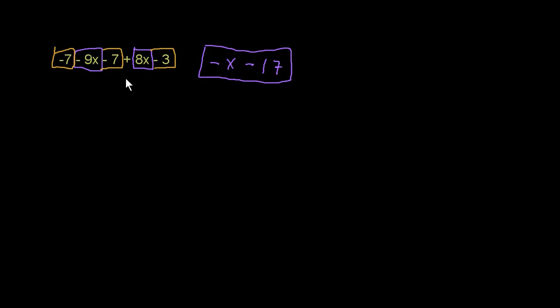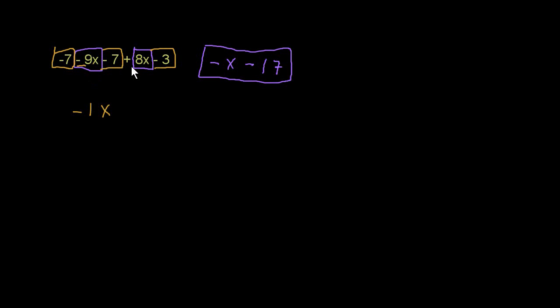So let's combine our like terms together, and let's start out with the ones that have a variable in it. You wouldn't have to. You could start out with the constants, but let's start with the ones with a variable. And we want to just take the coefficient part of the variable. In this case, it would be negative 9 plus 8. Negative 9 plus 8 is negative 1. Negative 1x. The variable just stays the same.